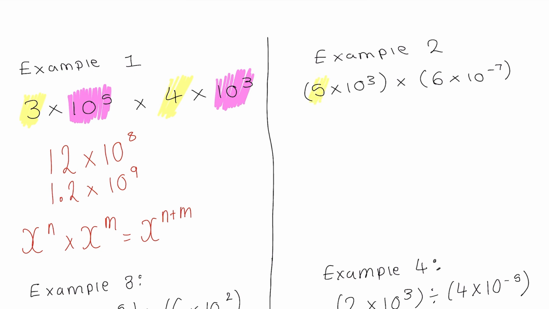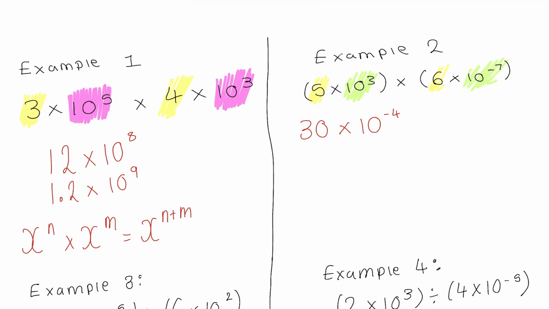So same thing again, I'm going to do my numbers first. So 5 times 6 is 30. And then I'm going to do my 10. So I've got 10 to the power of 3 times 10 to the power of minus 7. Now if I add the powers together, 3 add negative 7 gives me minus 4.